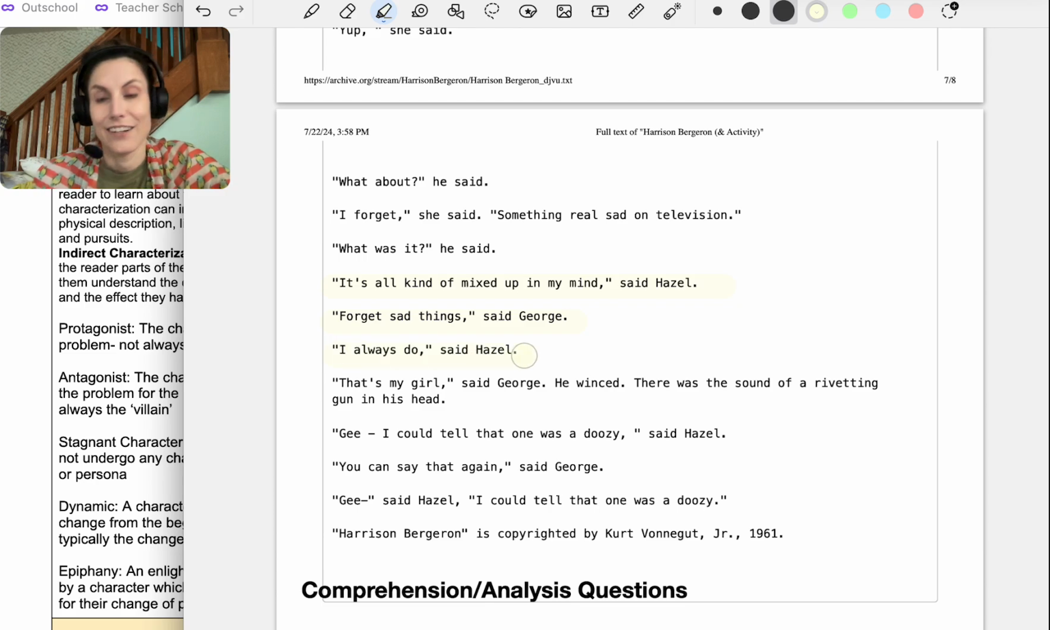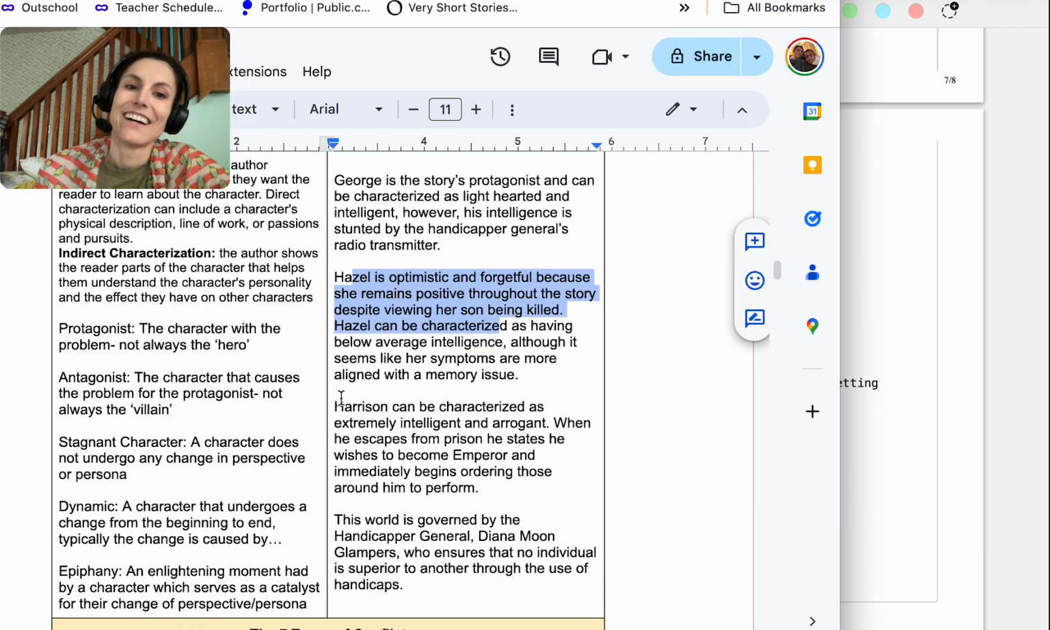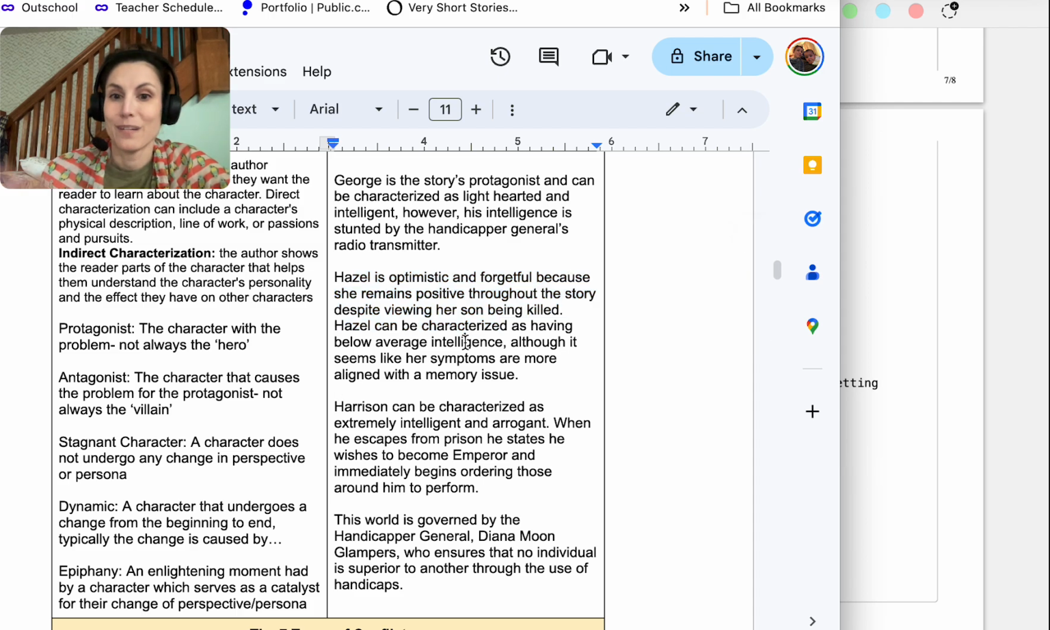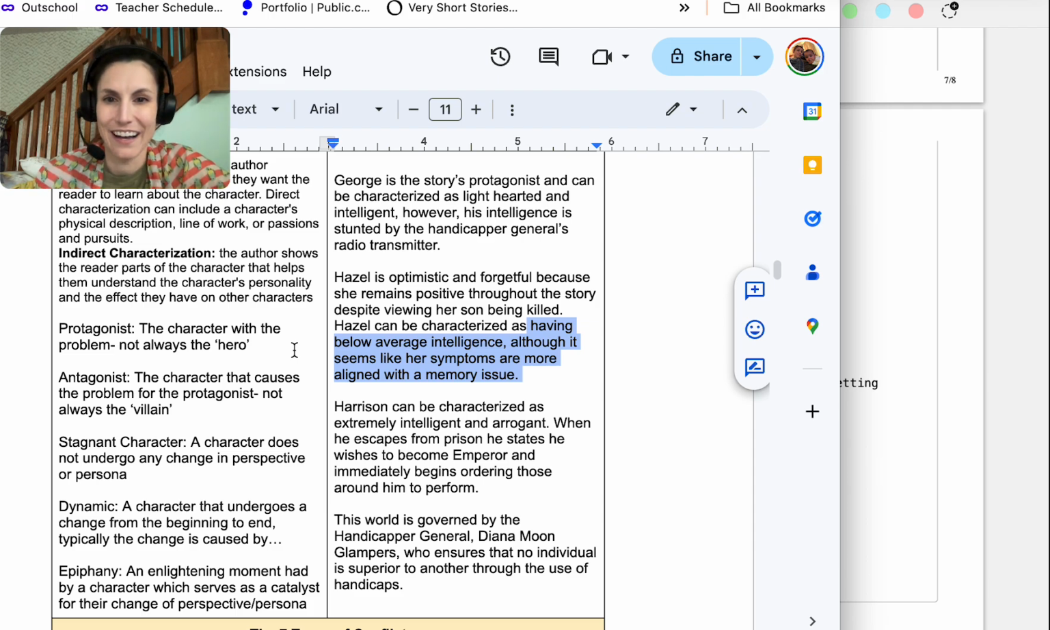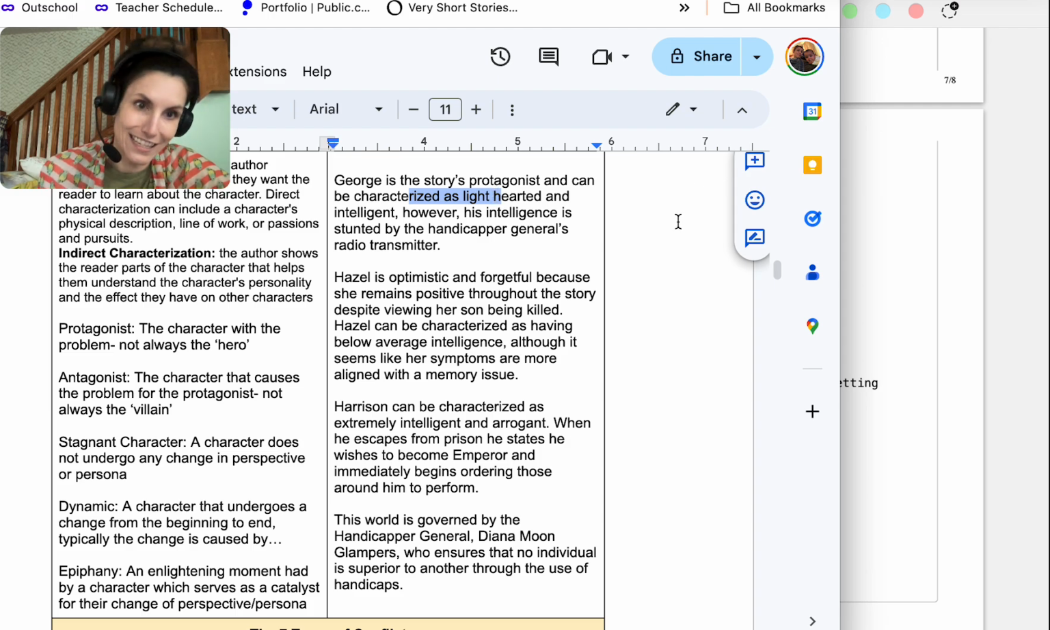This is characterization. She's obviously optimistic. But as far as the story, she would be characterized as having below average intelligence. But I'm making an interpretation. These symptoms are more aligned with a memory issue or a recall issue. She doesn't have the ability to recall anything, kind of like the fish in Finding Nemo. And then George, I have him lighthearted, intelligent, although it's stunted.